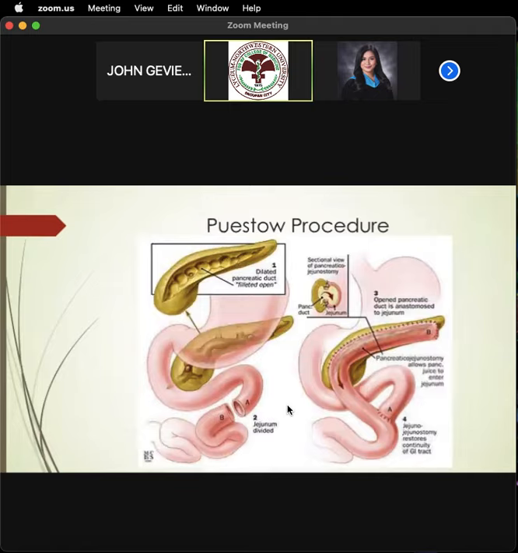This is an open surgery where you have to open the pancreas as well as the pancreatic duct in order to extract the pancreatic stone, the stone inside your pancreatic duct. That's what you call pancreatolithotomy. Once you open it up, you have to connect it with a portion of jejunum. So it's called pancreatico-jejunostomy, popularized by Puestow. That's why it's called the Puestow procedure.